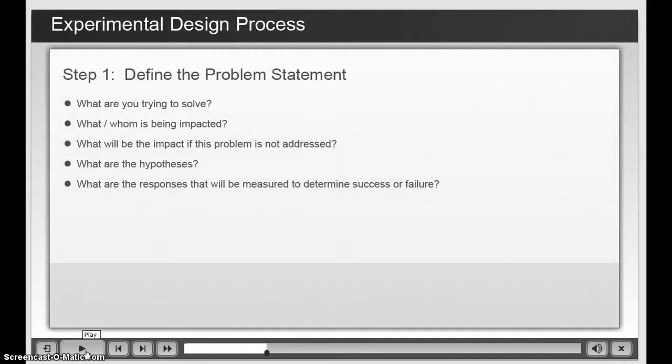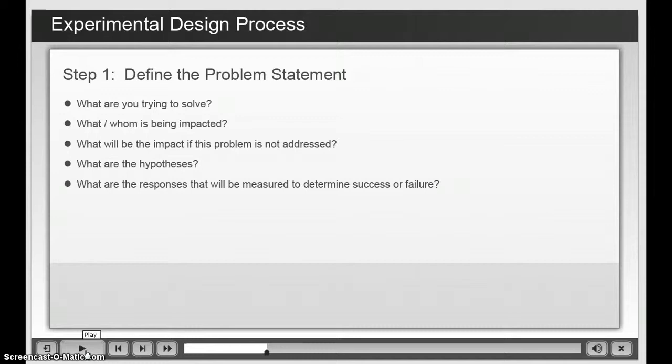The first step is to define the problem statement. Essentially, what are you trying to solve? Whom is being impacted? So is this a manufacturing problem where we have tools that are impacted, or is it a teaching problem where students are being impacted?